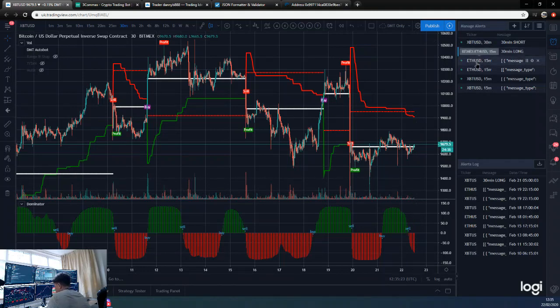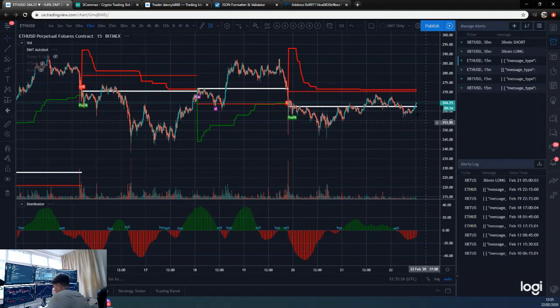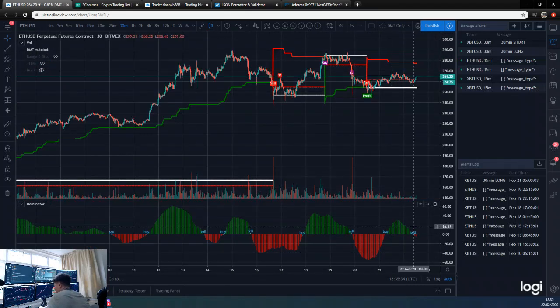So over to the Ethereum 15-minute. We'll have a buy in Ethereum around the 270, 271, 272 mark. The 30-minute Dominator on Ethereum has gone to a sell as well. These will move pretty similarly around each other on the same time frames, because the price action's clearly relatively similar.